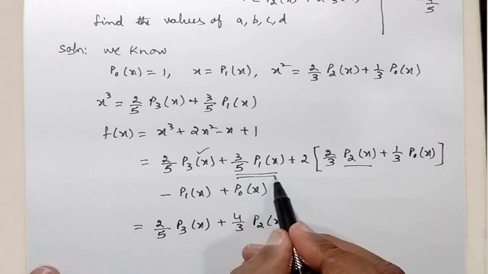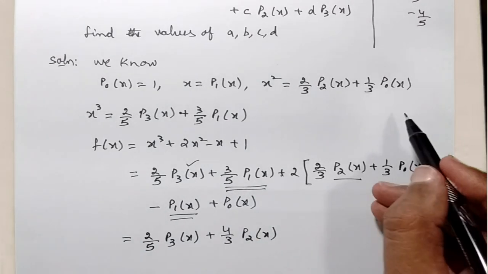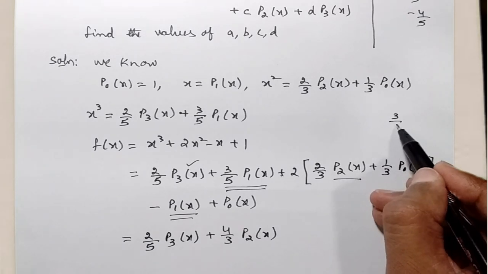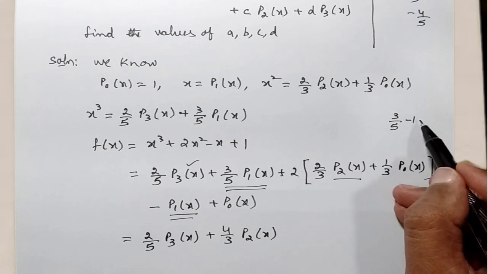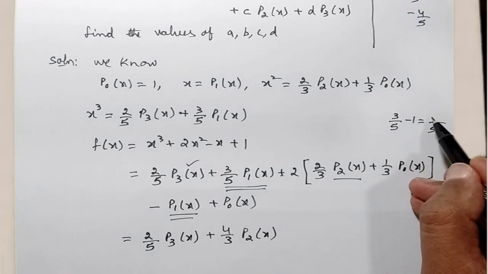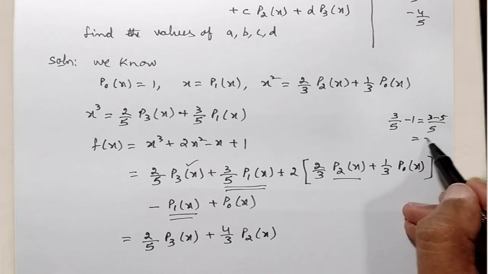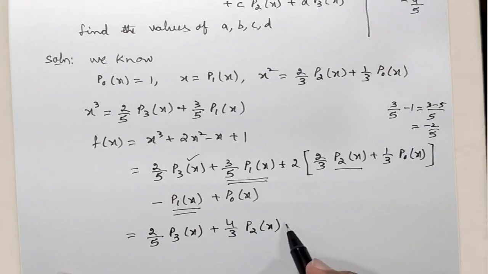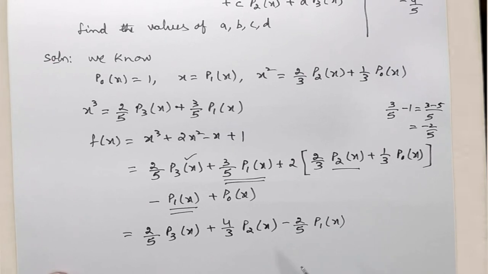This is one value of P1 you have, another value of P1. Right? The two values here. You're having 3 by 5. That's one value, 3 by 5. Here minus of 1. You just take the LCM as 5. So 3 minus 5 into 1 will be 5. So 3 minus 5 will be minus 2 by 5. So we'll be getting minus 2 by 5 P1 of x.